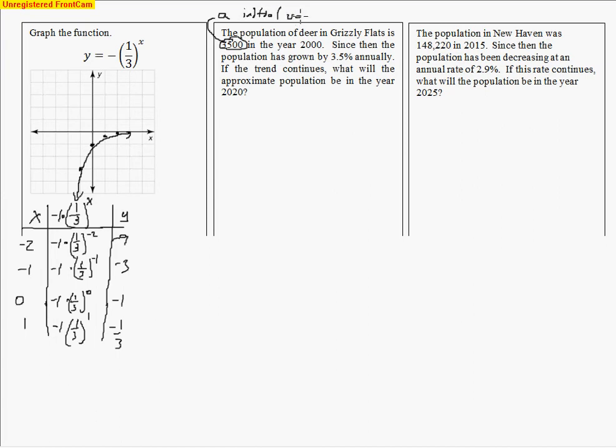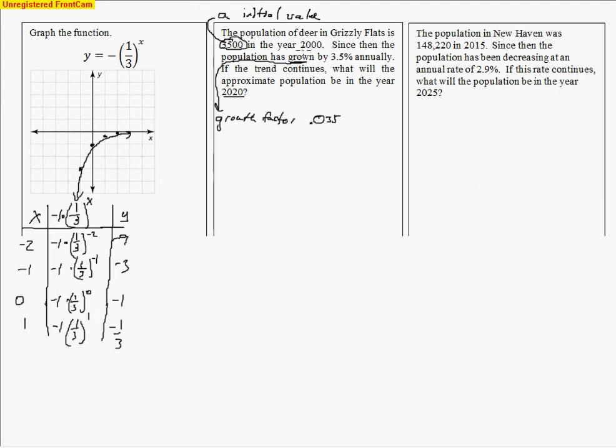And then we see that in the year 2000, since the population has grown, okay, grown tells us that we are having a growth factor. So it's going to be a growth factor rather than a decay factor. And this is what it is. It's 0.035. So that's the number I'm going to end up using. So I changed that percent to a decimal. And if the trend continues, what will the population be in 2020?